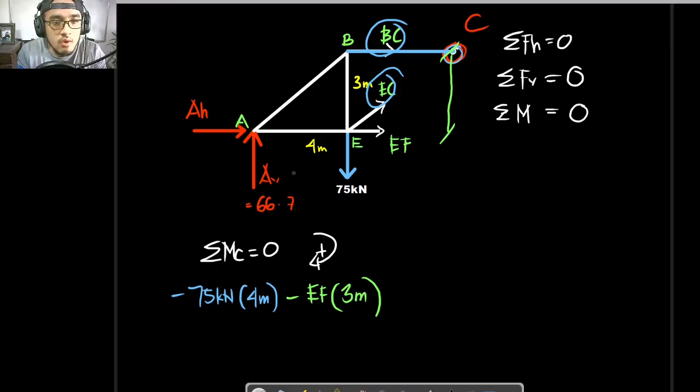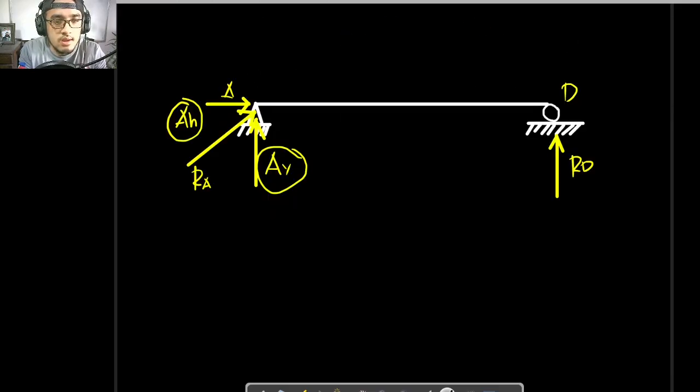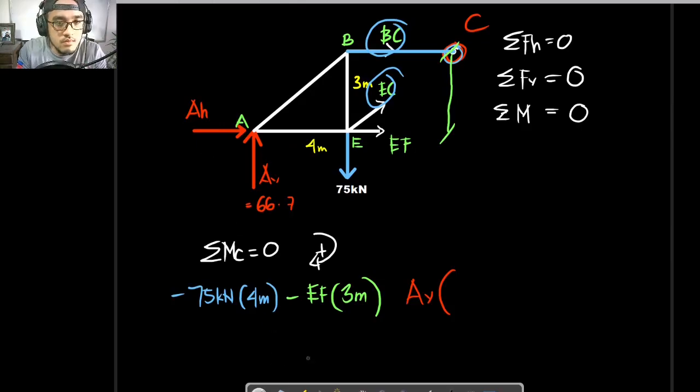So what else? We have this AV right here. So AV times what would be the distance, that is to be 4 plus 4. This distance right here is the perpendicular distance from point C to this force AV. So that is to be 8 meters. Is it positive or negative? It is to be positive, since it is in the clockwise manner. So that is to be equal to 0.